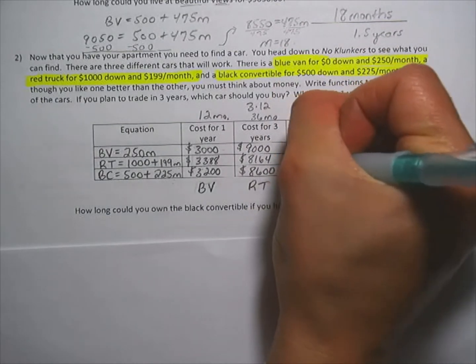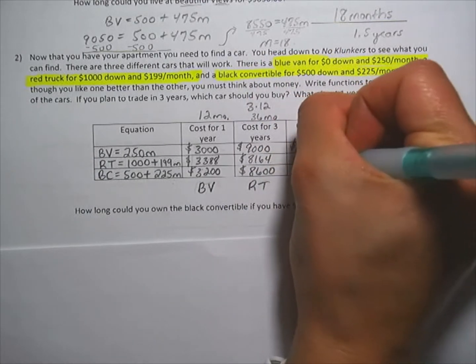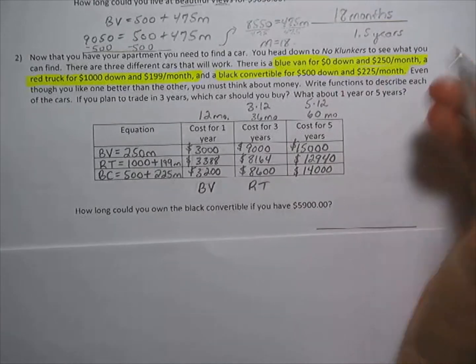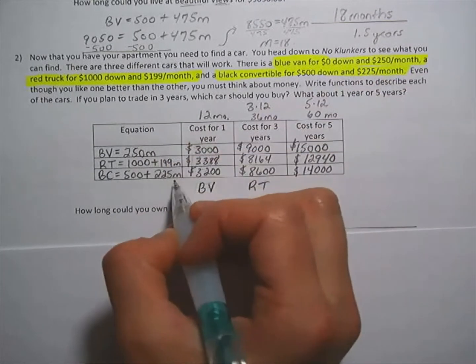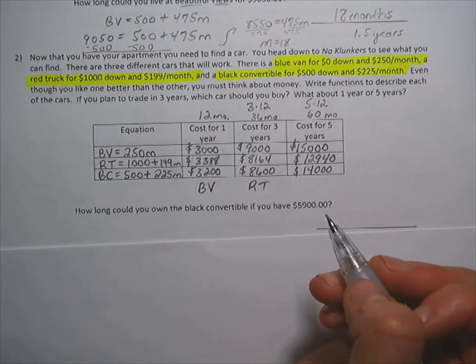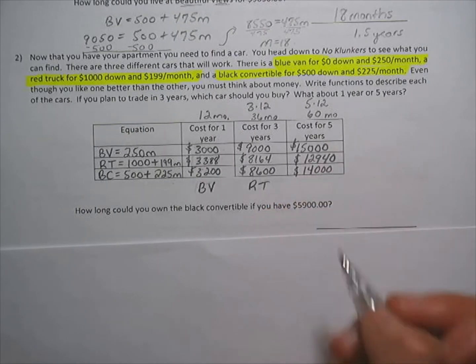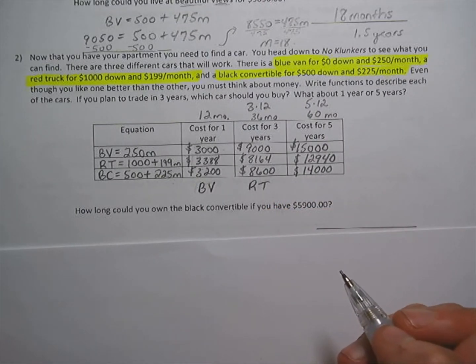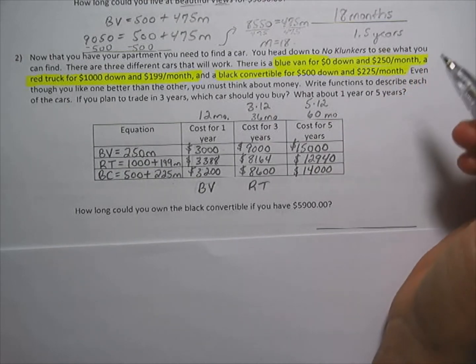And then if I bought the black convertible, I would end up paying $14,000. Okay, and so again, all I did is I just plugged in 60 in for M in each of these equations, and that's what I've got. So if I pay for this car over the course of 5 years, then how much would I end up paying? And which one would be the best vehicle for my money and my time?